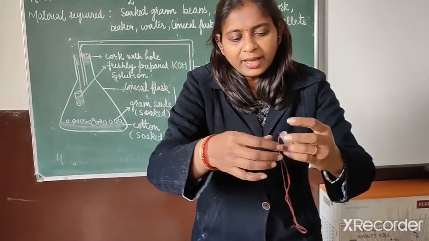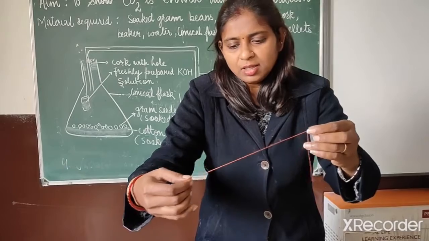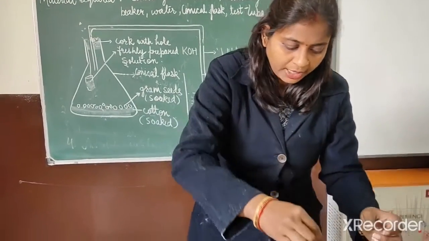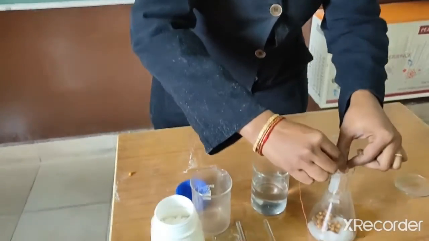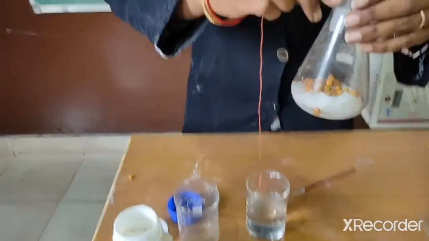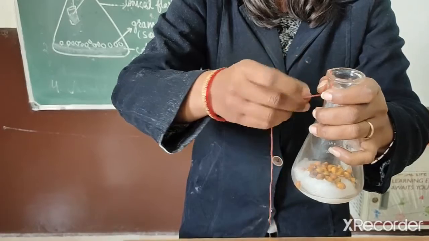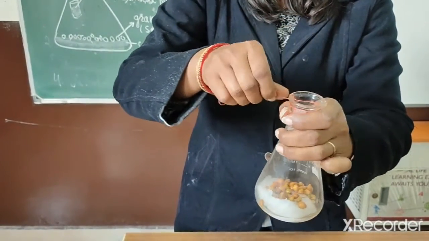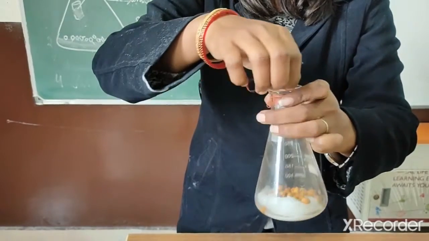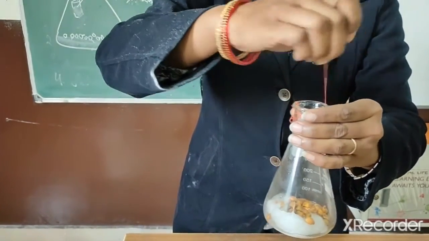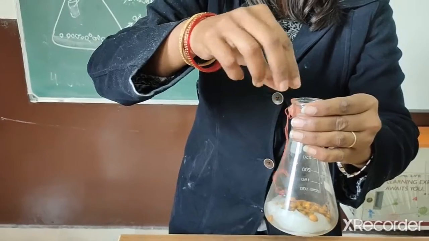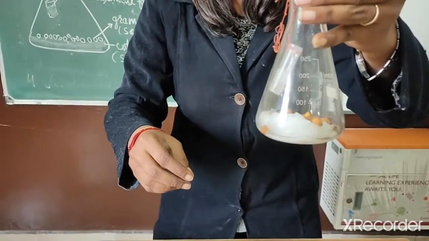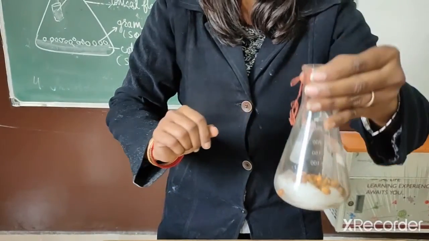Now I have tied a thread to this bottle, as you can see. This thread is there because we have to hang this bottle in the conical flask. We have to hang it. So I am just tying it, as you can see, to make the setup. Just wait. Now you can see I have hung this solution.